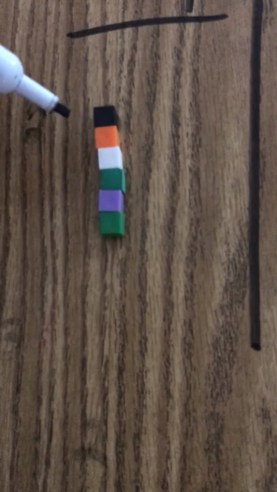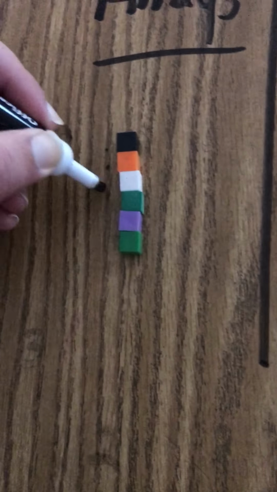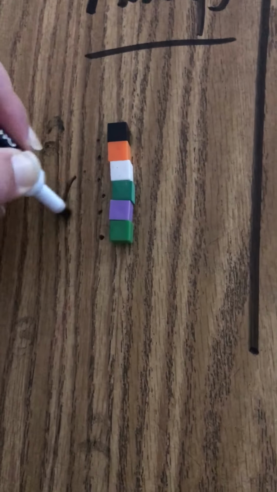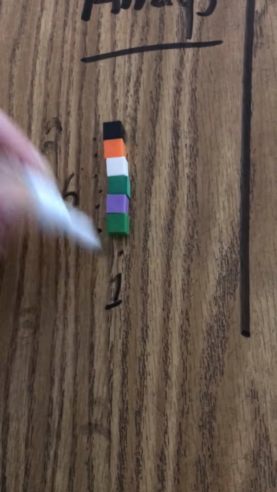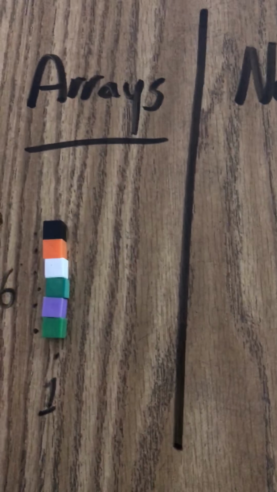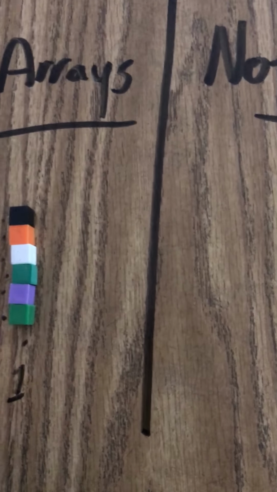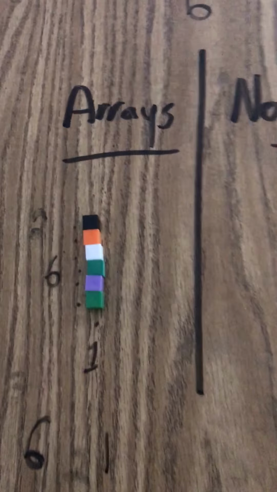In this case, this is also an array. It's a rectangular shape, and it has 6 equal rows and 1 equal column. Even if there's only 1 column, it's still equal. It still works. So those are some additional factors of 6 and 1.